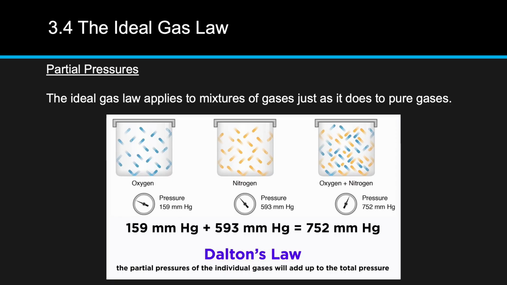The ideal gas law applies to mixtures of gases as well as pure gases. According to Dalton's law, the total pressure of a gas mixture equals the sum of the partial pressures of each individual gas. Because each gas behaves independently, we can just add the pressures up and it will give us the overall pressure.